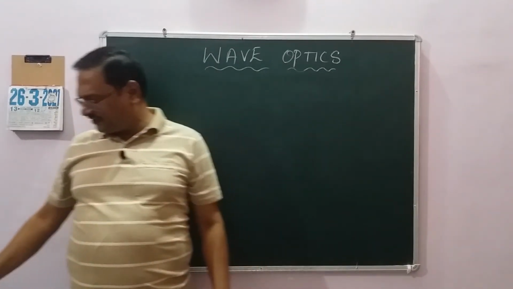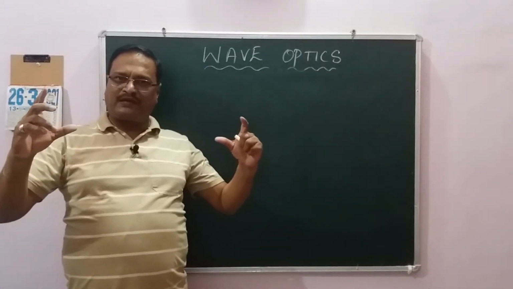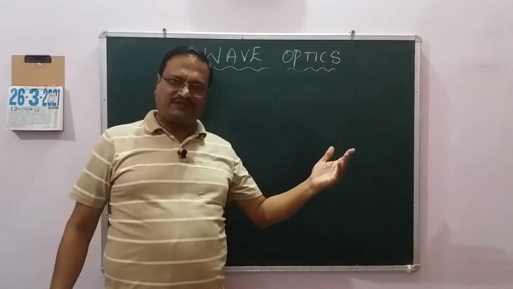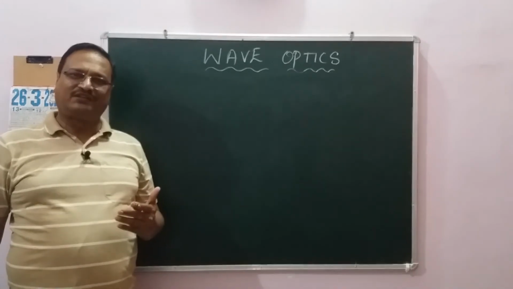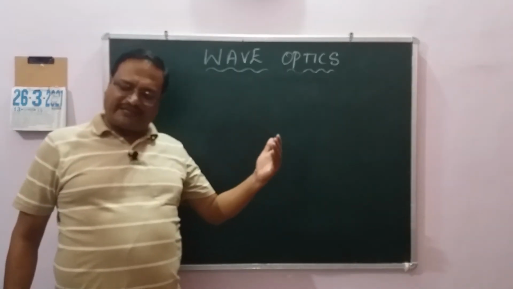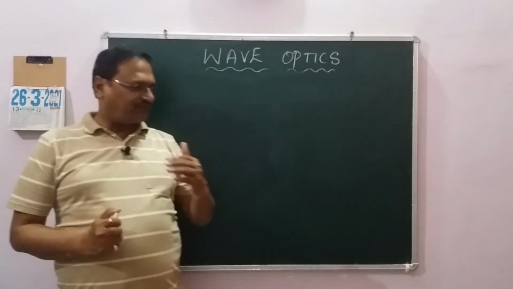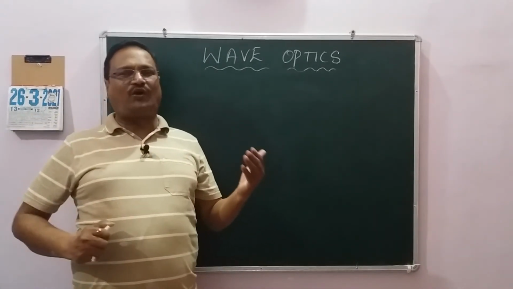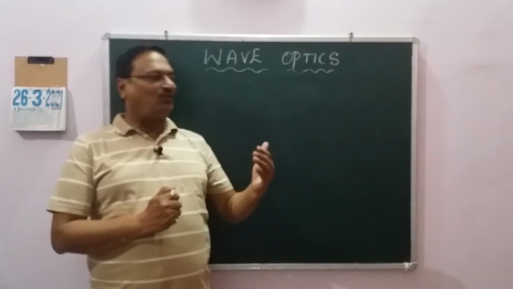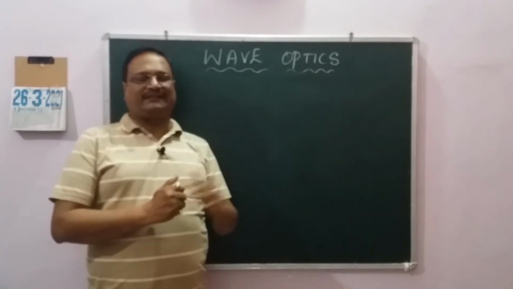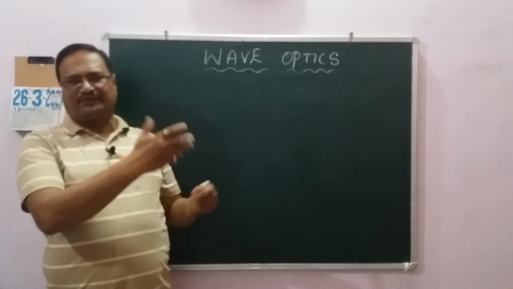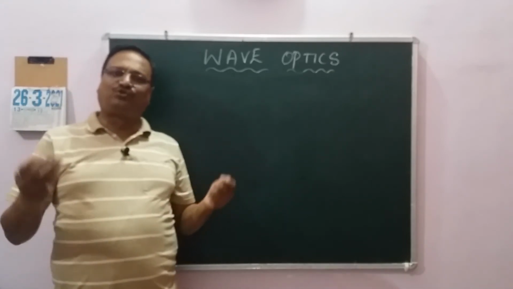You started with Huygens principle, its application in reflection and refraction, then moved on to interference, then interference patterns, then Young's double slit experiment, then diffraction in a single slit, and then the diffraction pattern. These are the main concepts, and there are plenty of numericals. You can try two numericals.